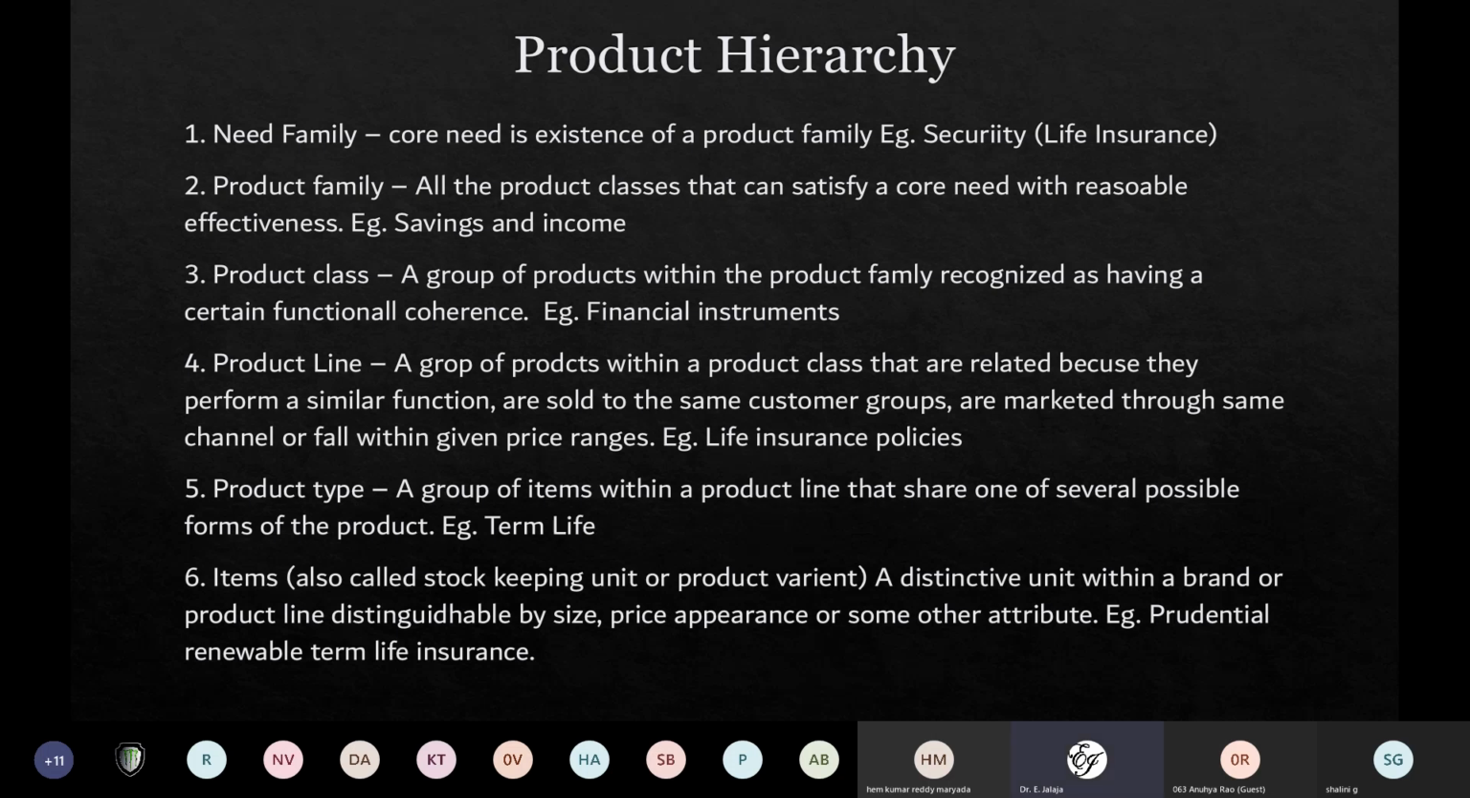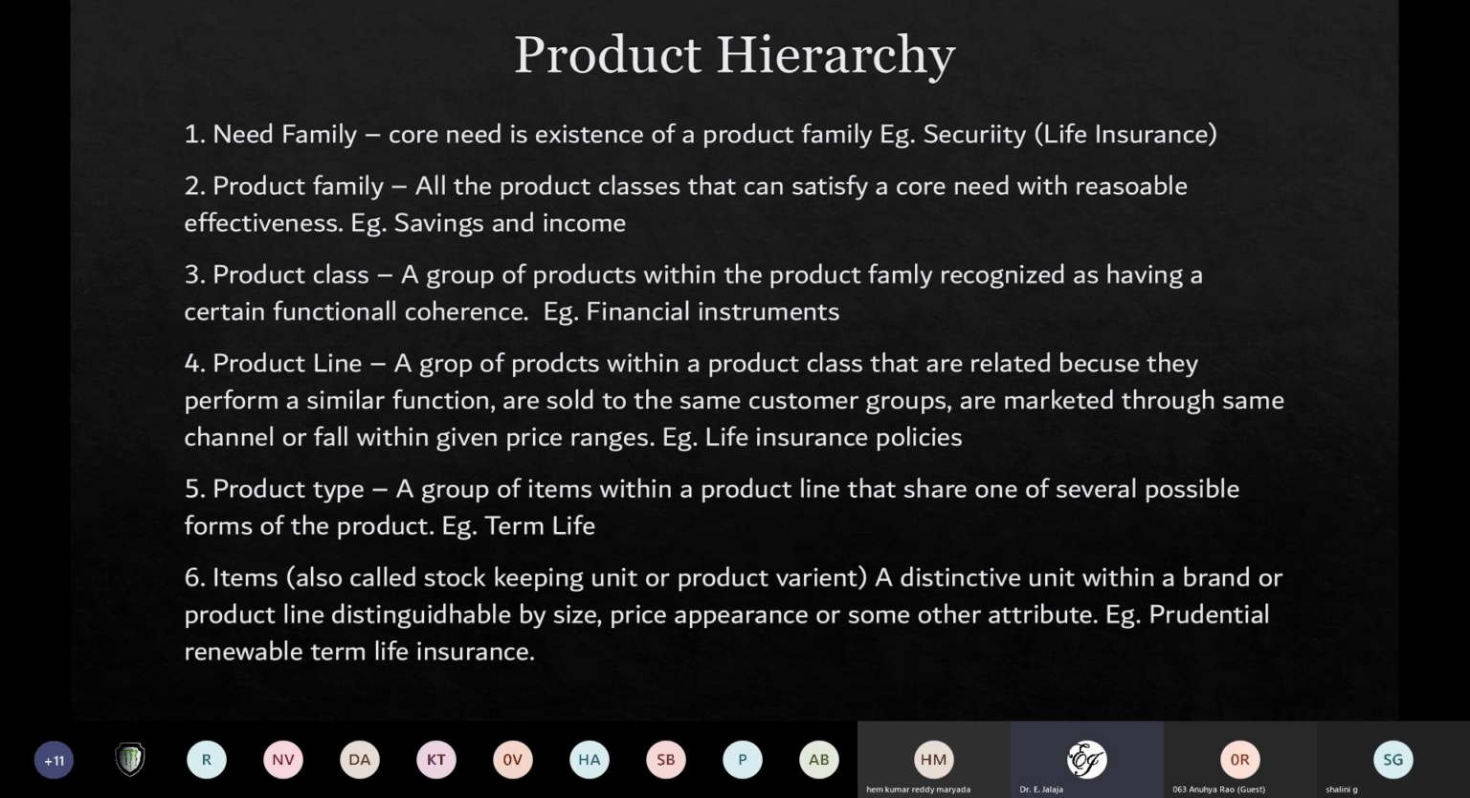They are the financial instruments. So some amount you need to spend, invest on something. Then comes the product line. To do such investments, where you are going to invest, that is what the product line is. You have n number of options in a product line: a group of products within a product class which are related because they perform a similar function.